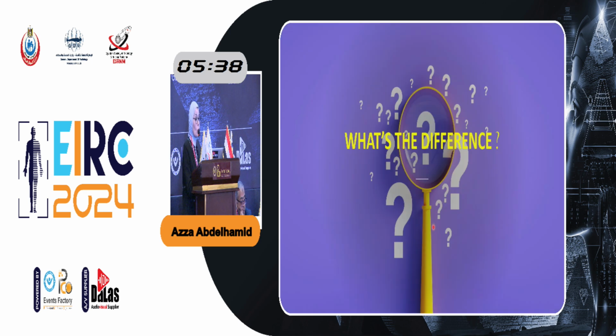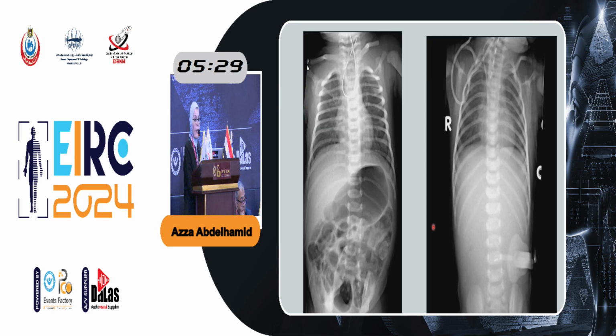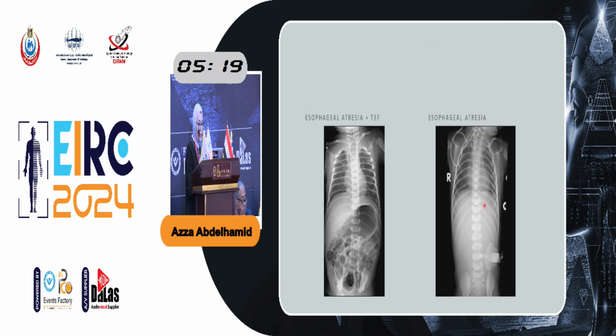Okay, now let's go to the last section of our lecture for today: what's the difference. I will put two images and you diagnose the difference. Coiling of the nasogastric tube in both, that one gasless abdomen, that one with gases, so this is esophageal atresia, and the other one with fistula.